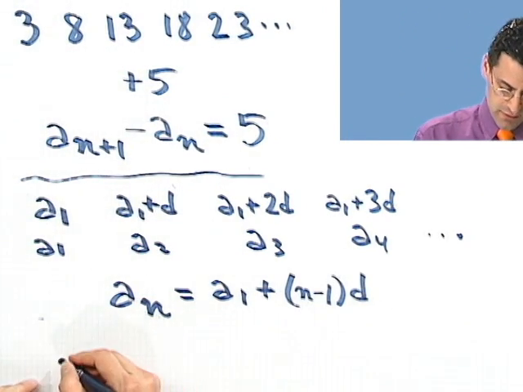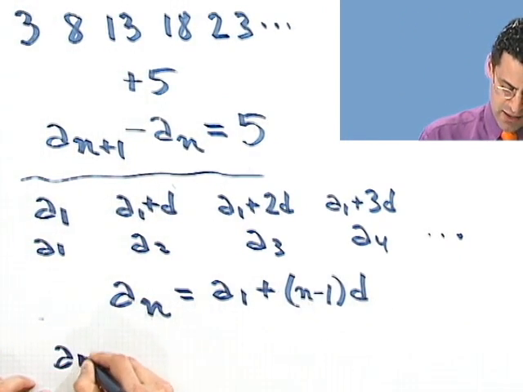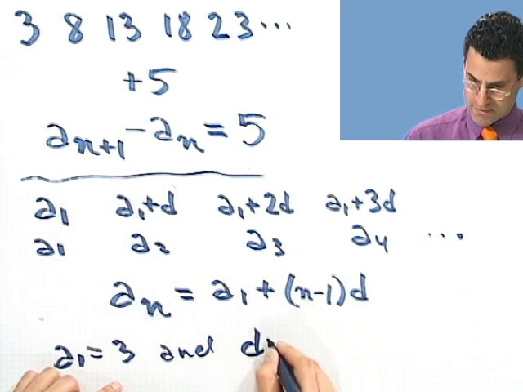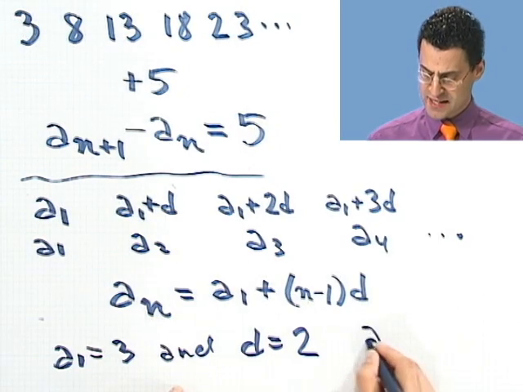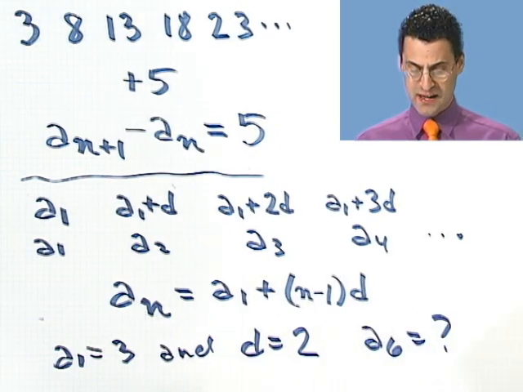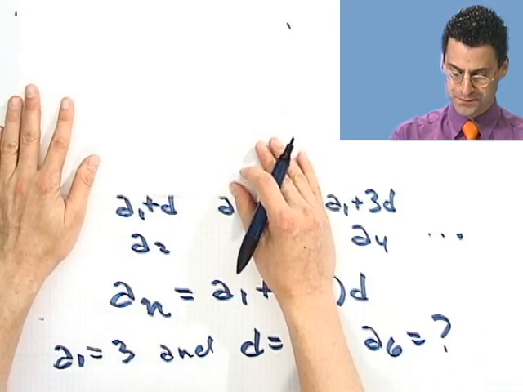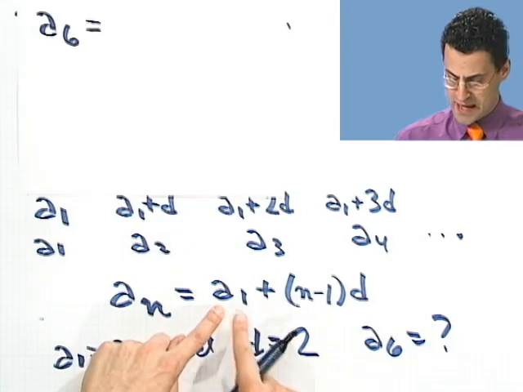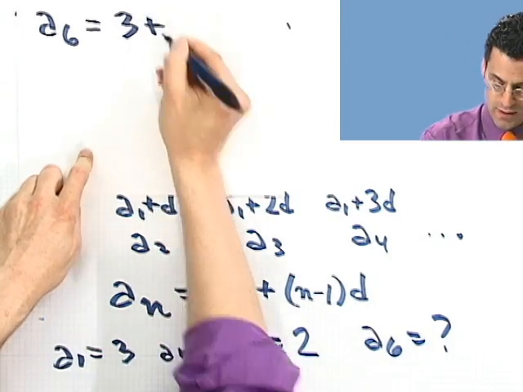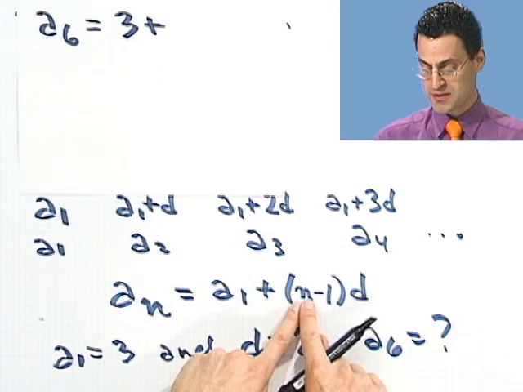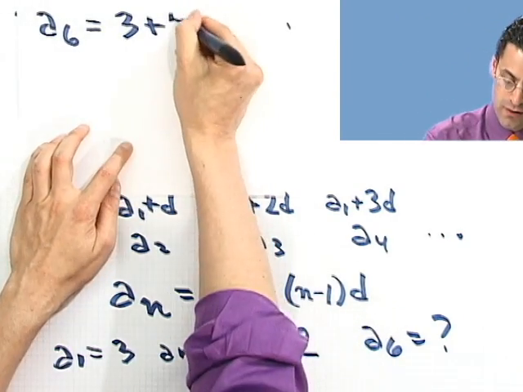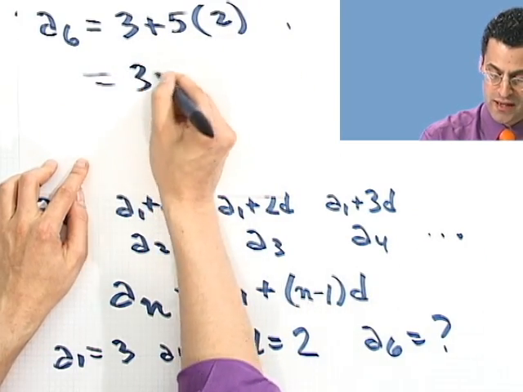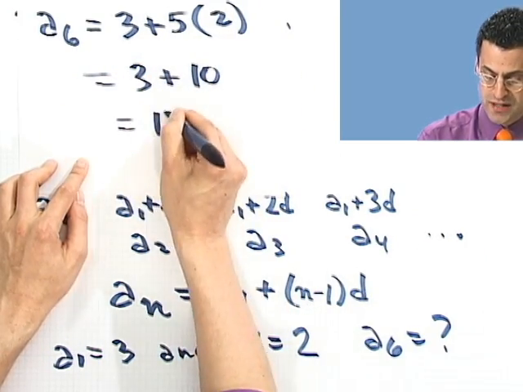For example, let's suppose that we have an arithmetical sequence, and a1 equals 3, and the difference between the terms is 2. Then what's a6? Well, we can find a6 really easily now. All we've got to do is say, what is a6? Using this formula, a6 would be a1, which is 3, plus, this is the sixth term, so I take 6 minus 1, which is 5, times that difference, which is 2. So this is just going to be 3 plus 10, which equals 13.